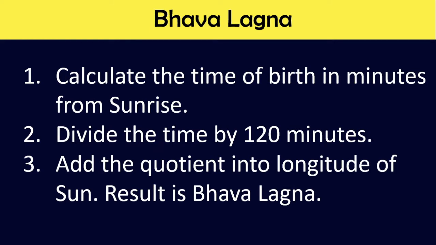To calculate the Bhava Lagna, first calculate the time of birth in minutes from sunrise. Divide the time by 120 minutes. Add the quotient into the longitude of the Sun. The result is Bhava Lagna.